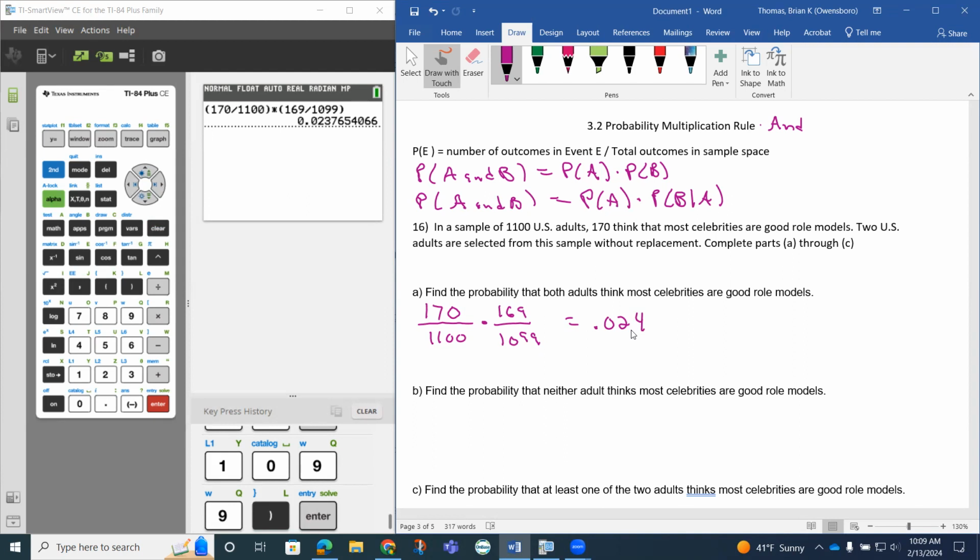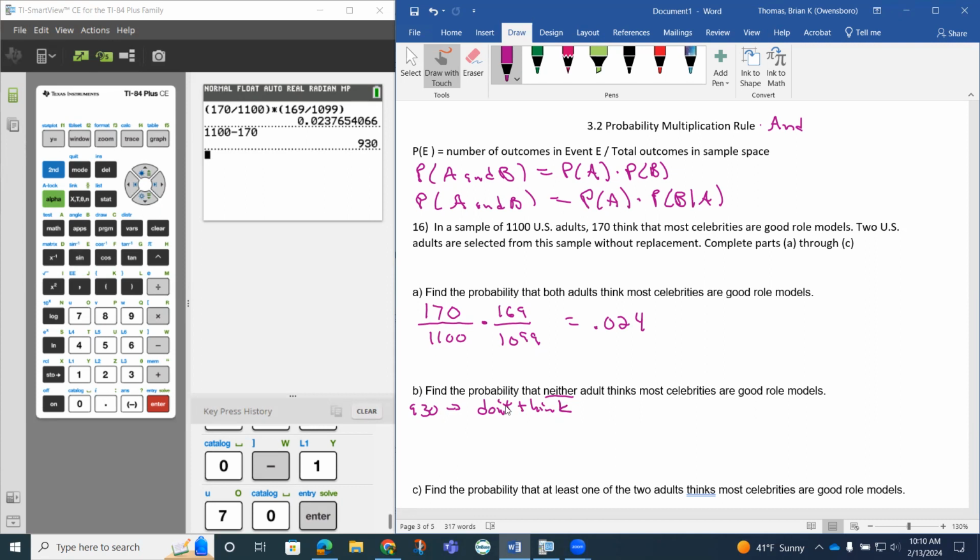So part B says, find the probability that neither adult thinks celebrities are good role models. The neither side is the flip side. If 170 think celebrities are good role models, if we subtract that from 1,100, that gives us 930. That 930 represents those who don't think celebrities are good role models.